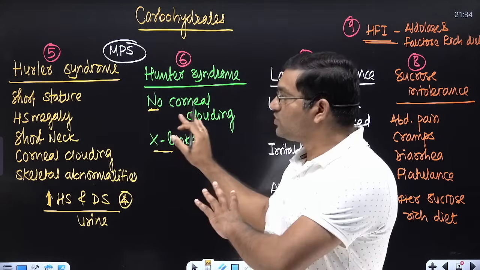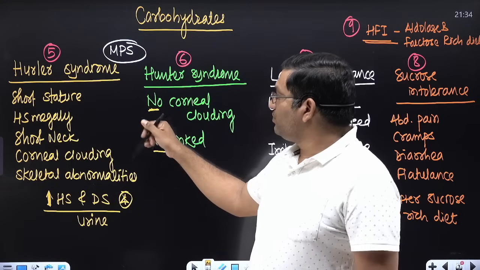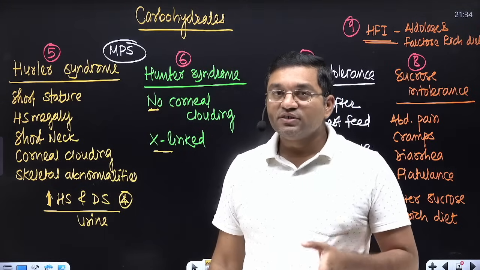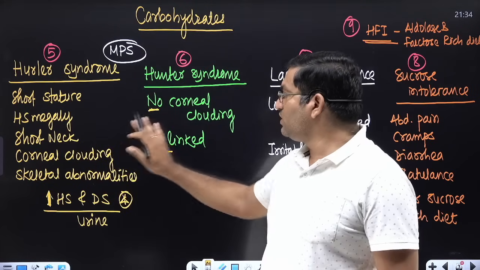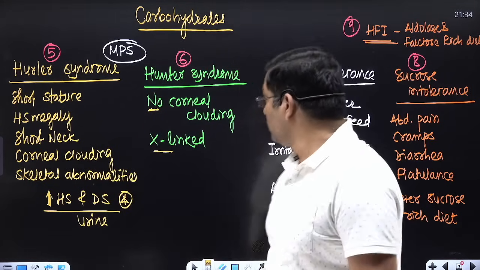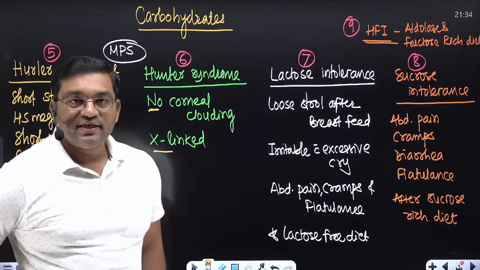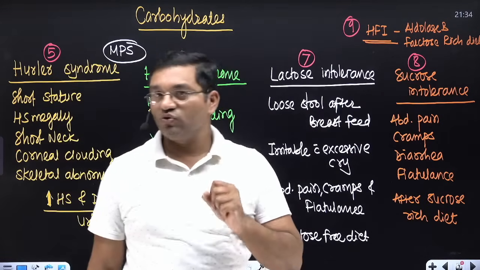So these are the mucopolysaccharidosis. Apart from these two, there are many mucopolysaccharidosis, for example, Sanfilippo A, B, C, D, Morquio disease, Maroteaux-Lamy. These are the different mucopolysaccharidosis. Of these, two are common. Okay. Now moving to the metabolism of carbohydrate, the intolerances: lactose, sucrose, and hereditary fructose intolerance.